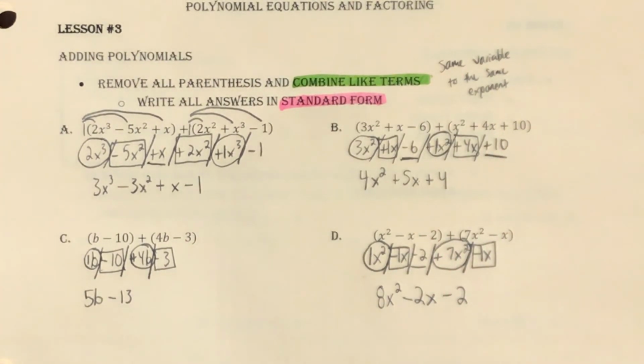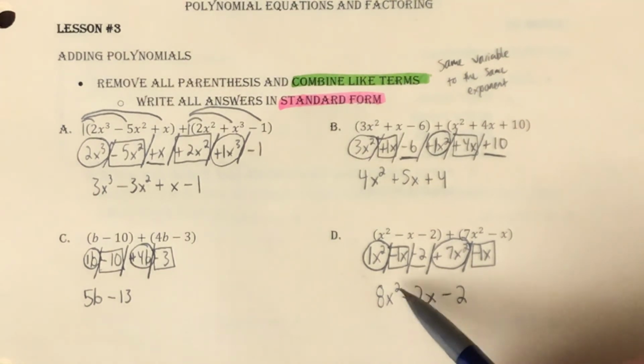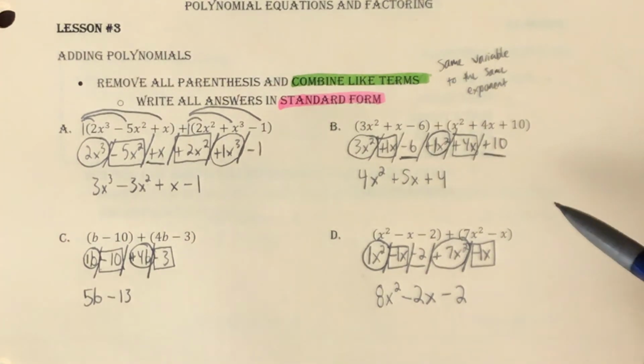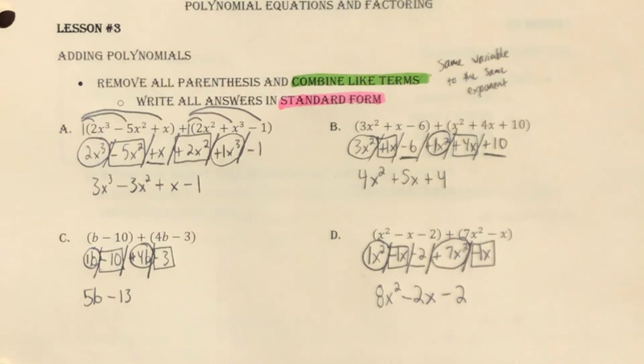So last step, make sure it's in standard form. Biggest exponent at the start, then the smallest exponent. There's nothing on the number, so that's always going to be last. So this is in standard form, so my final answer is 8x squared minus 2x minus 2.